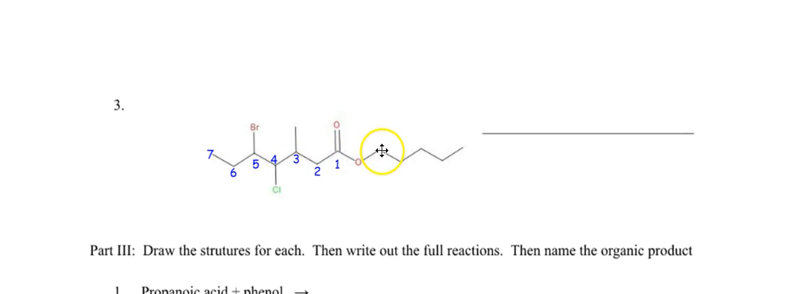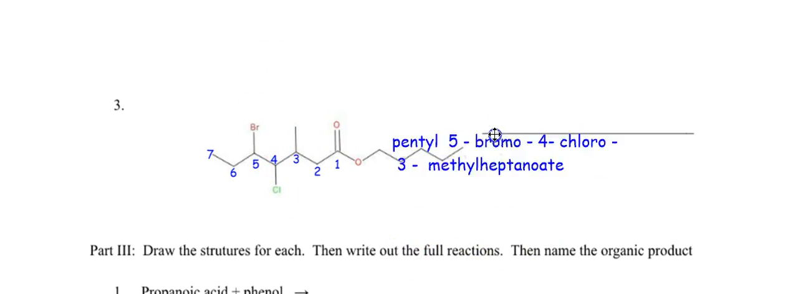And now this is pretty straightforward. I have 1, 2, 3, 4, 5 carbons coming off the single bonded O, and obviously this is a 7 carbon with a methyl, chloro, bromo, and again you have to put that all in alphabetical order.